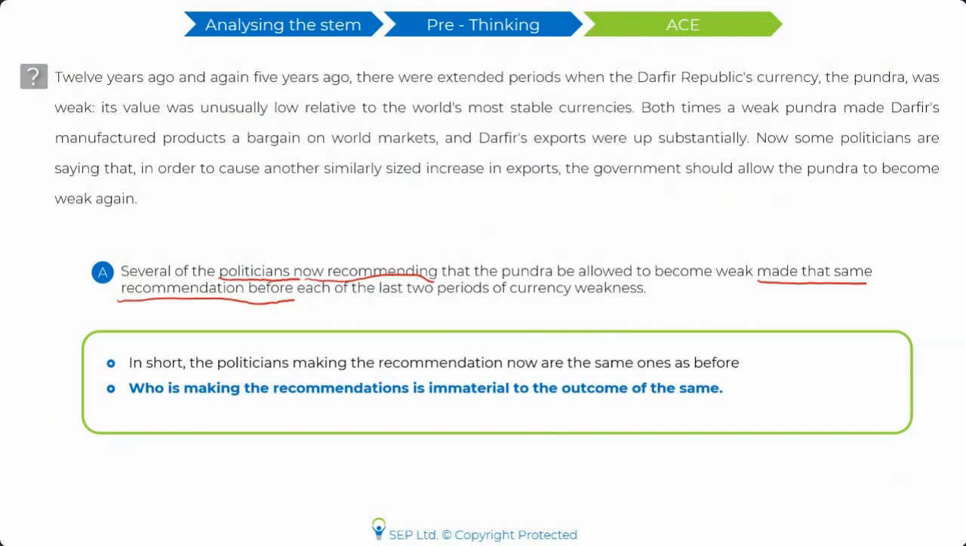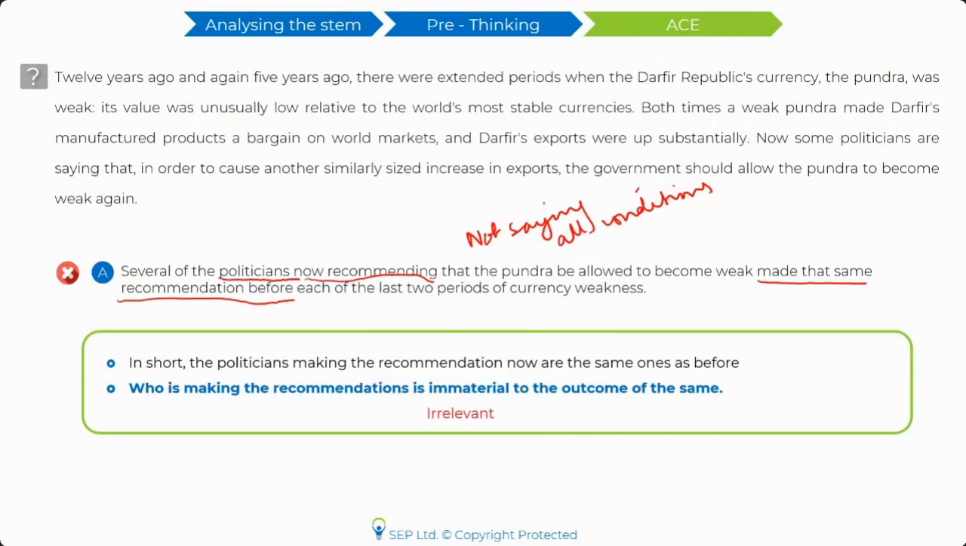So a very small percentage of you marked A, guys, in the second go. Can you see, this choice is not saying that all the conditions are same. Had it been saying that, it would probably have been a strengthener even then. This is saying that the politicians are the same. So this choice is totally irrelevant.